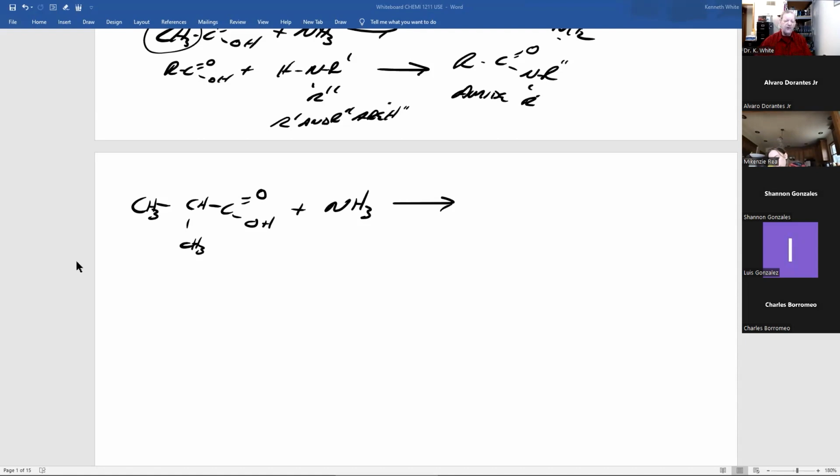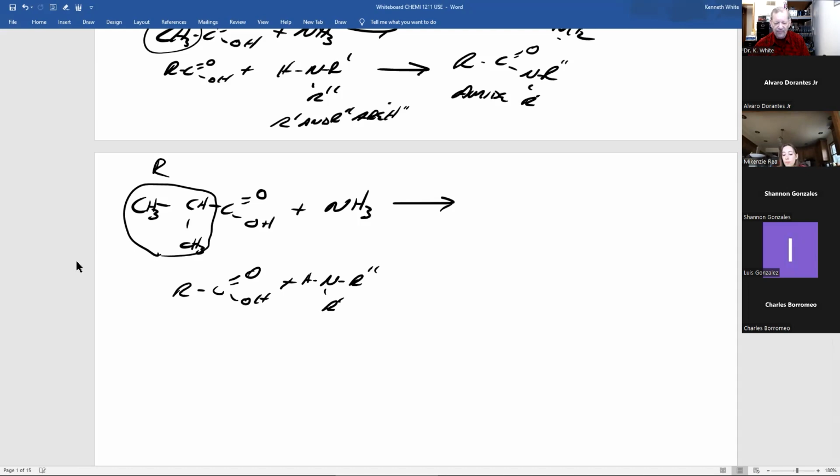All right, let's do this. What's different? What's not carbon? What's not hydrogen? What's not a carbon-carbon single bond? Ooh, carbonyl, hydroxyl group. Carbons here, I'll call R, a carboxylic acid. Then I have ammonia, which I could write like this, where R prime and R double prime are, in our case, hydrogen.